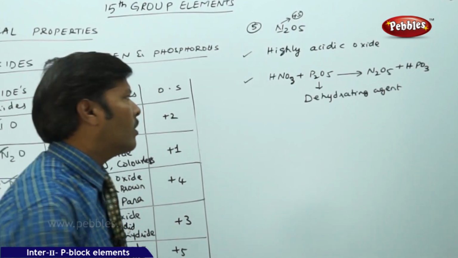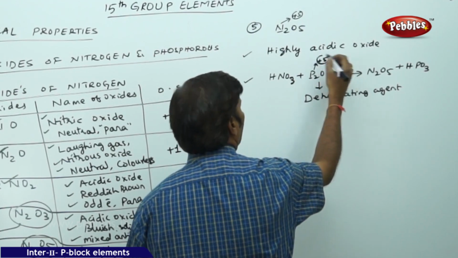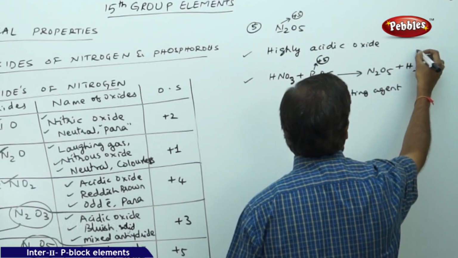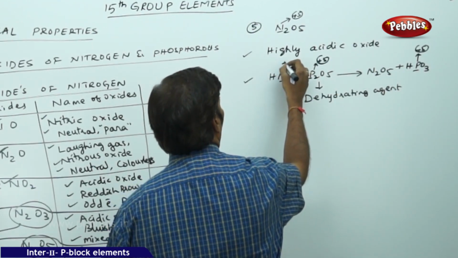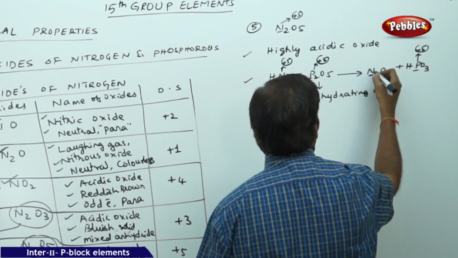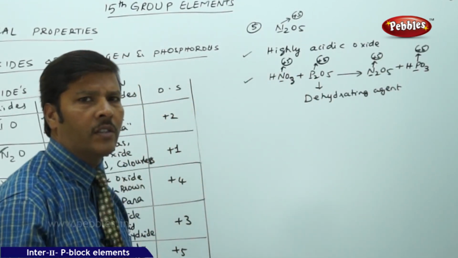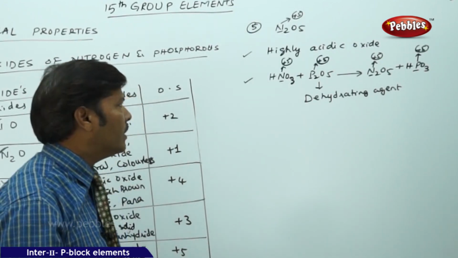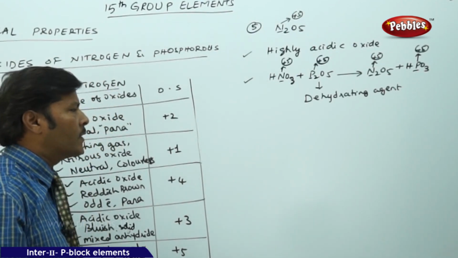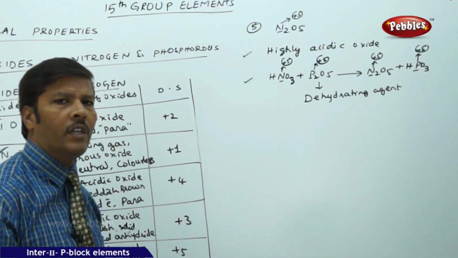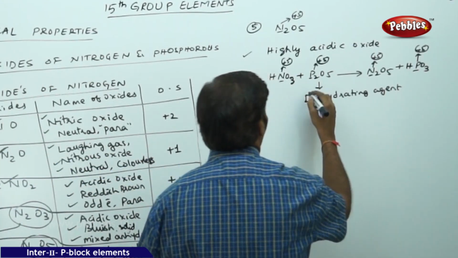In phosphorus pentoxide, the phosphorus has +5 oxidation state, and in the metaphosphoric acid also the phosphorus has +5 oxidation state. In nitric acid the nitrogen has +5 oxidation state, and in dinitrogen pentoxide also it is +5. So there is no change in the oxidation state of either nitrogen or phosphorus. Then what exactly is happening in that reaction? Phosphorus pentoxide is just acting as a dehydrating agent.